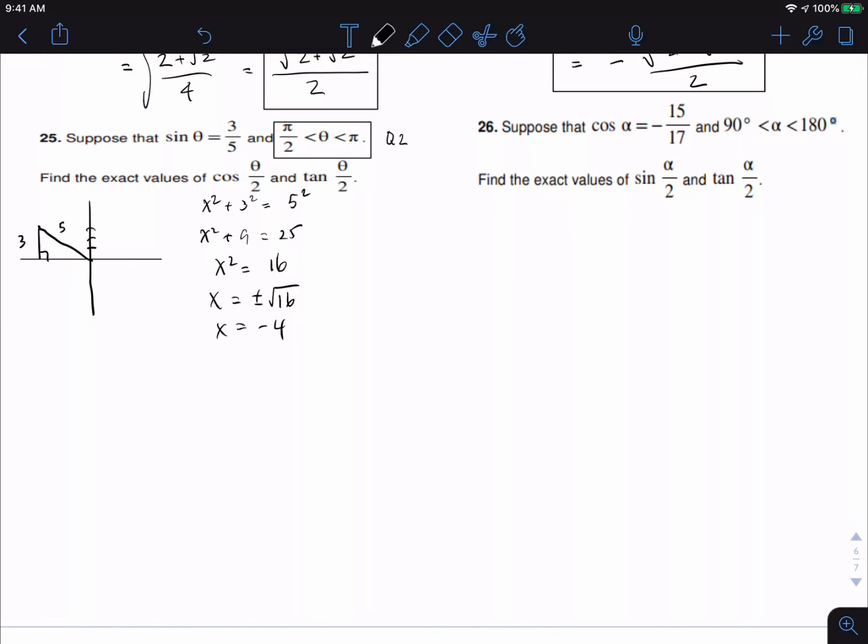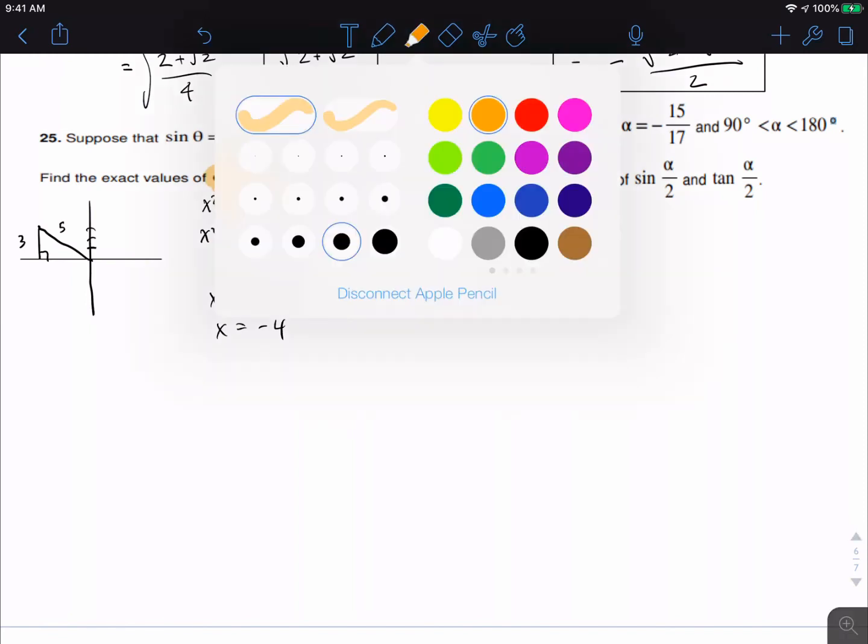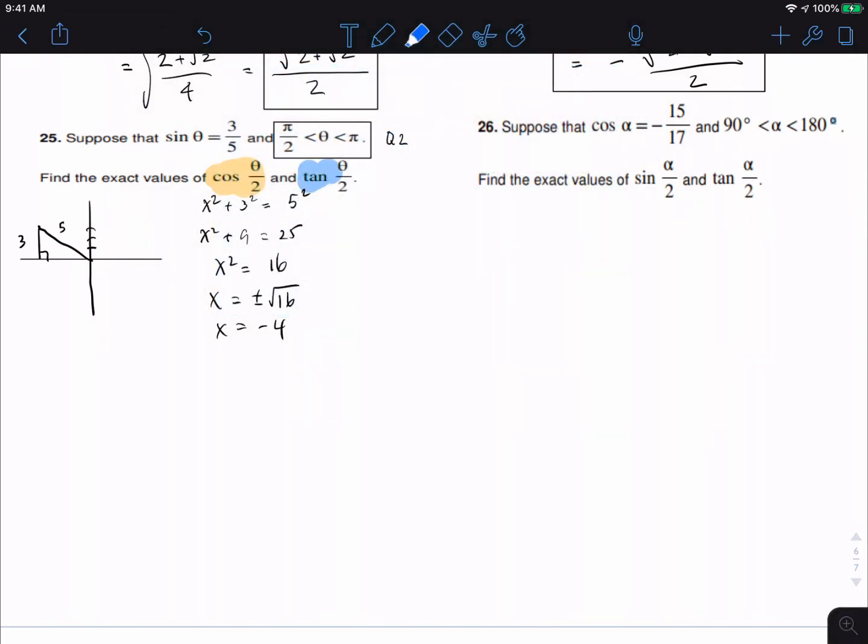They're asking us to find two specific things: cosine of theta over 2 and tangent of theta over 2. So let's go ahead and find our cosine first. So cosine of theta over 2, remember, is equal to plus or minus the square root of 1 plus cosine theta over 2.